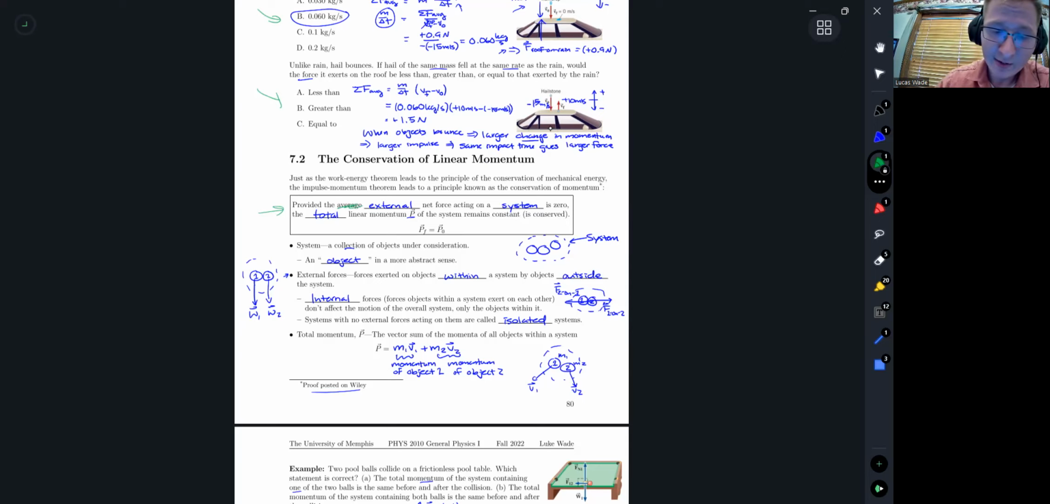And a system is, again, just a collection of objects, whatever objects we're interested in. We've only done a collection of 2, so that's all you need to worry about for an exam, but you can apply this principle to as many as you want.